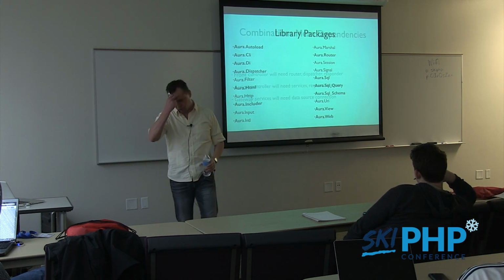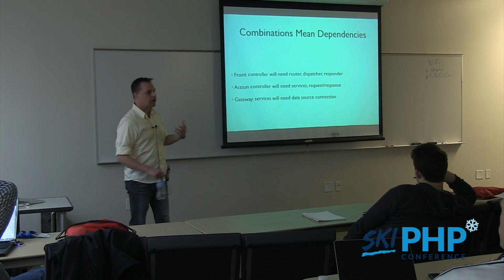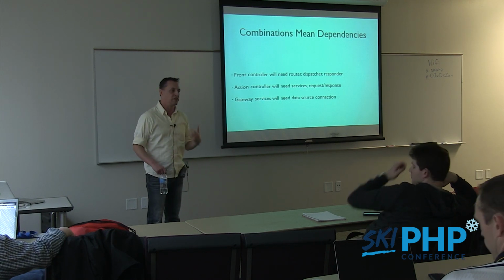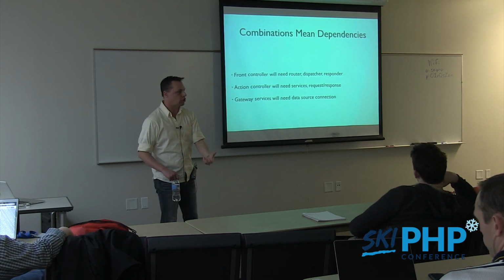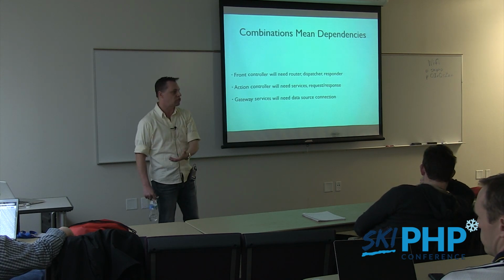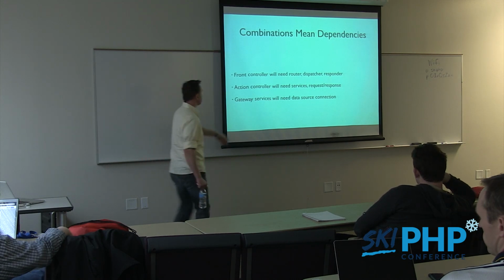The problem is, at some point, you've got to start combining all this stuff in order for it to be useful. If you've got a front controller, you're probably going to have to combine a router to get the information out of the path, and then that router is going to hand off to the dispatcher, which is going to call an object that's probably going to need a request and response object in it, and then you've got to be able to send the response in some way. So you're going to end up combining stuff here.